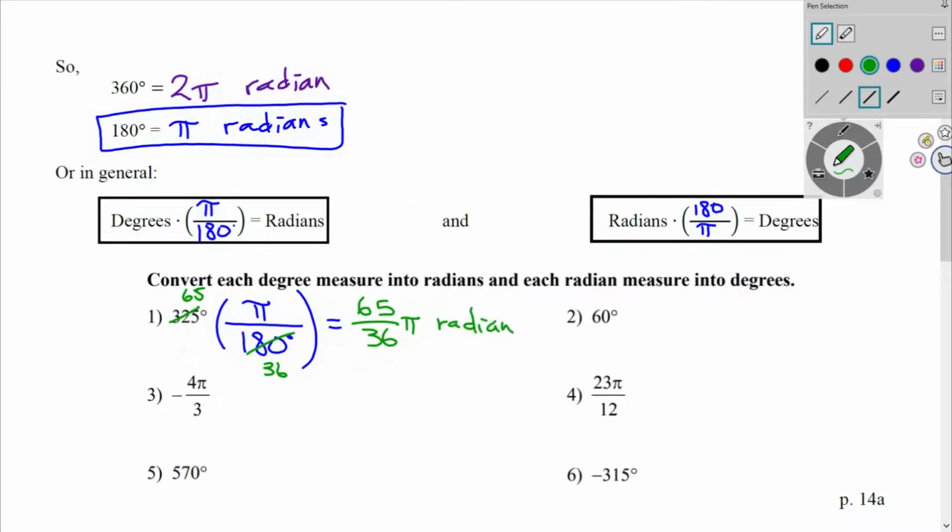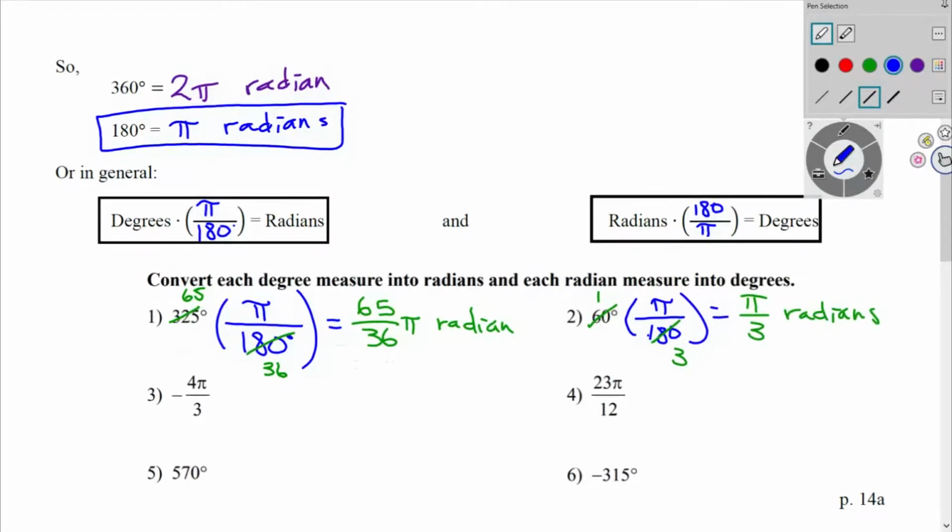For number 2, again, I have 60 degrees. That's in degrees. I'll put what I have in the denominator, and what I want in the numerator. And 60 goes into both of these. And I have pi over 3, or pi thirds radians.